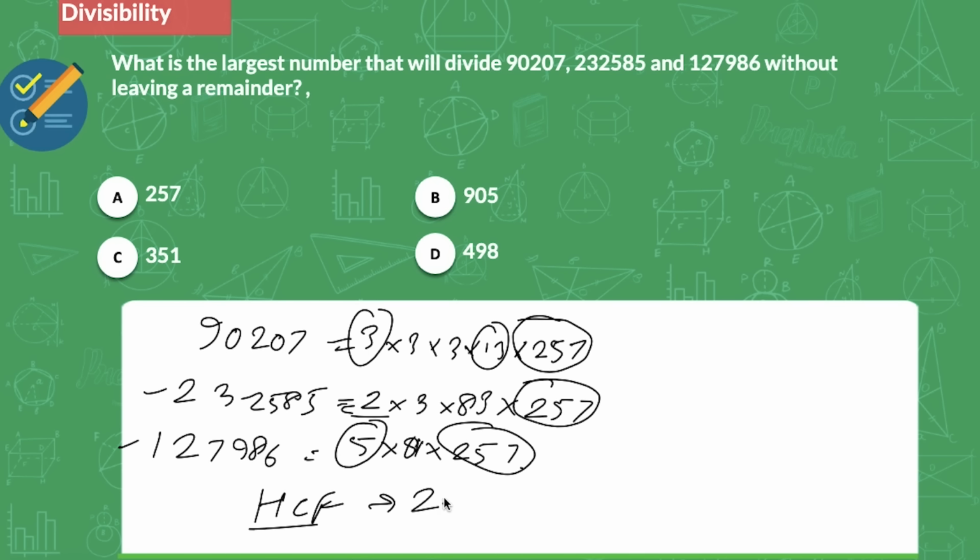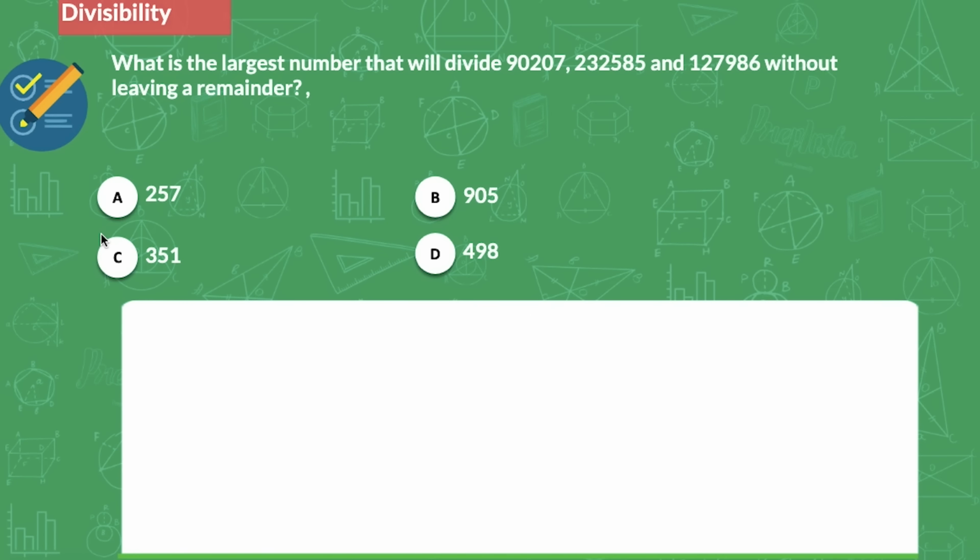And nothing else in all these three numbers is common. There is a 5 for the third number, but there is no 5 as a factor for the second number or the first number. So the only common thing is 257. So I can say that the HCF of these three numbers is 257, and that is the number which will divide these three numbers without leaving a remainder. So the answer is 257.